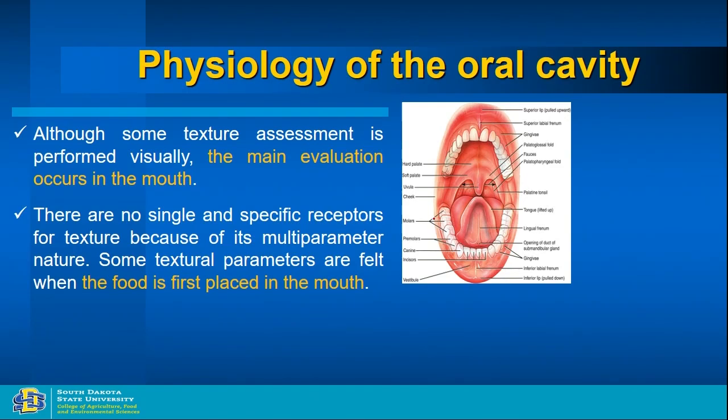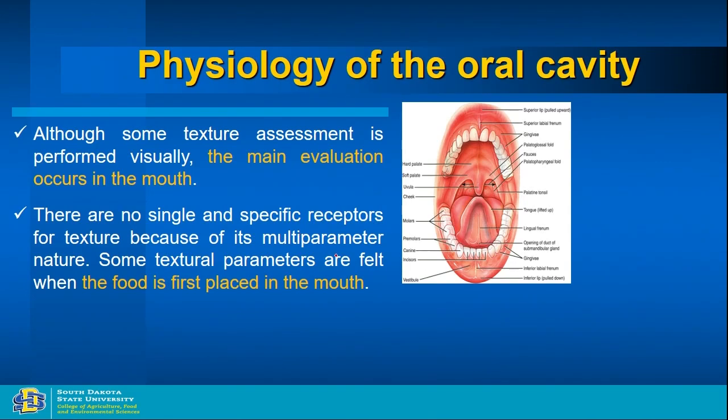There is no instrument that has this many sensing abilities. If you apply a force, it can deform. If you deform, you can measure the stress like that. That's the maximum it can go, but this is too many. So there are no single or specific receptors for texture because of its multi-parameter nature.